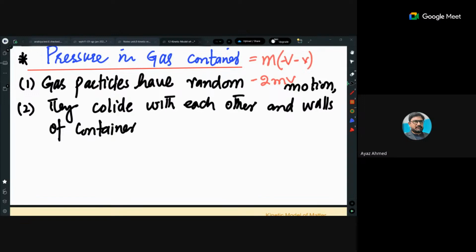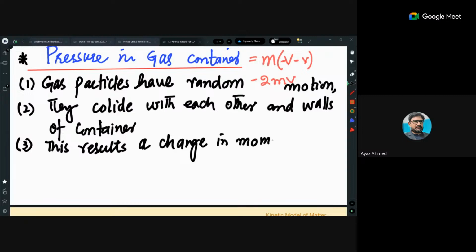Is this second point clear? Okay, third point. This results in a change in momentum of the particles.